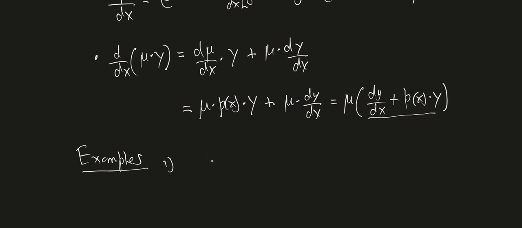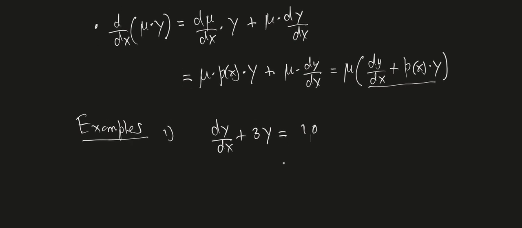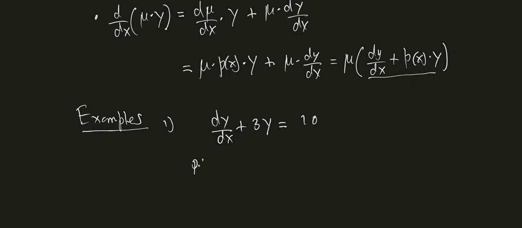So the first one, let's say we have dy/dx + 3y = 10, right? What I've chosen here is both p and q to be constants. This is the simplest type, where both p and q are constants. All right, so let's write this down. Our p of x here is a constant 3.